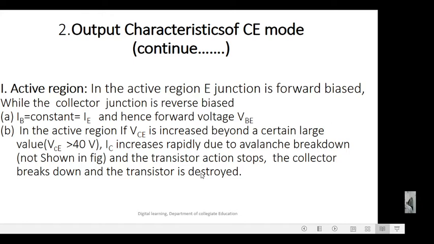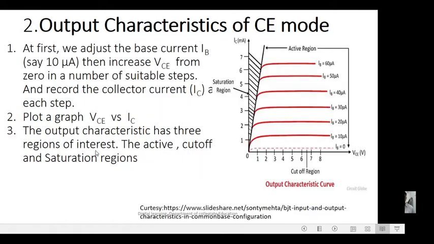Output characteristics of CE mode continued. Here first we are going to explain the active region. In the active region, the emitter junction is forward biased, while the collector junction is reverse biased. IB is equal to constant, that is IE is also constant, and hence forward voltage VBE is constant.